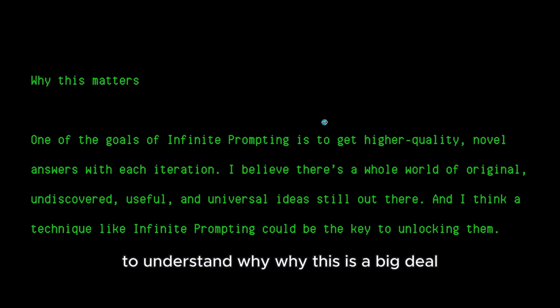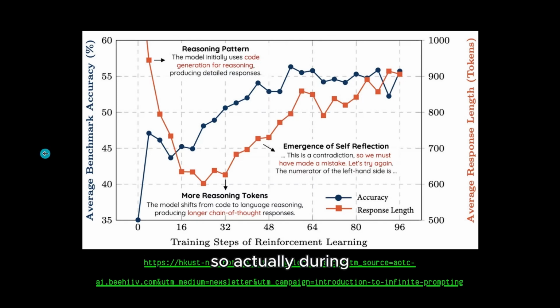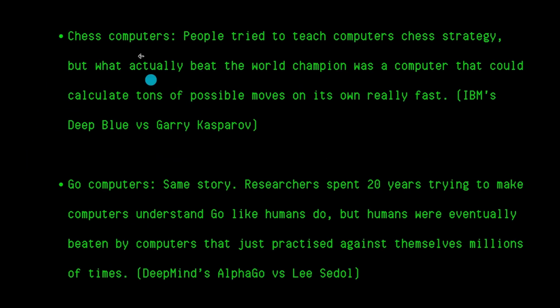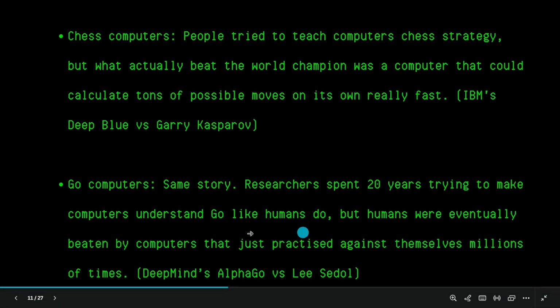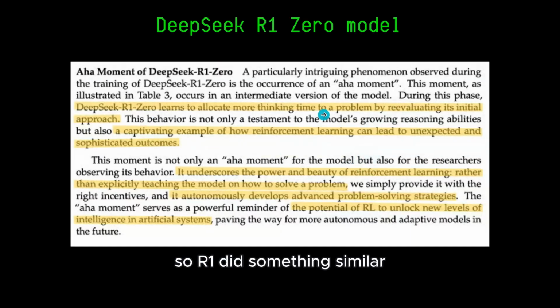Okay, to understand why this is a big deal, think back to IBM's Deep Blue versus Garry Kasparov and DeepMind's AlphaGo versus Lee Sedol. Actually, during one of the chess games, Kasparov noticed a new, unfathomable strategy move by Deep Blue that eventually led to his loss. And AlphaGo also made several moves that humans never thought of, which stunned human experts and Lee Sedol himself. R1 did something similar.